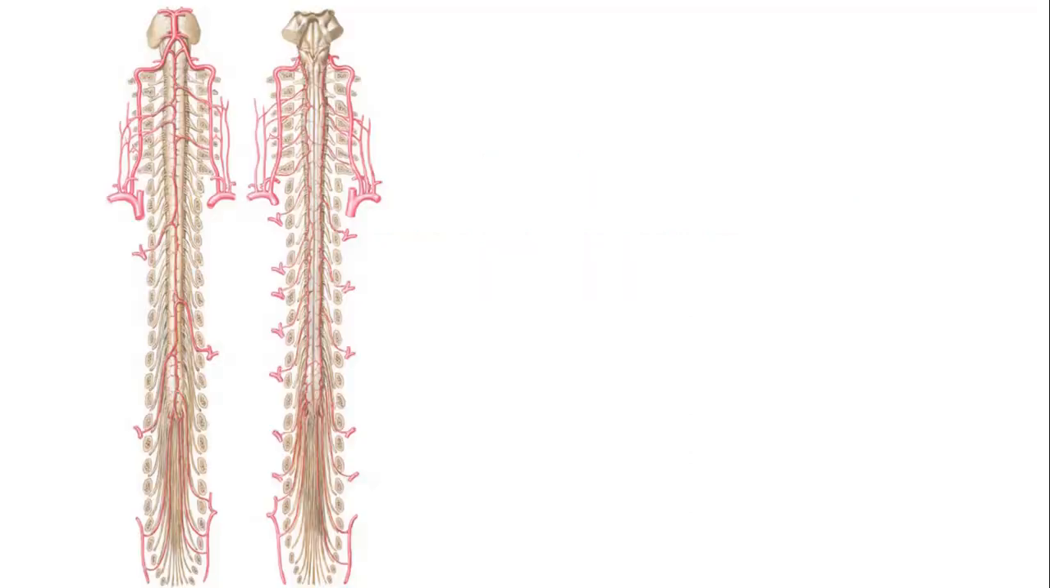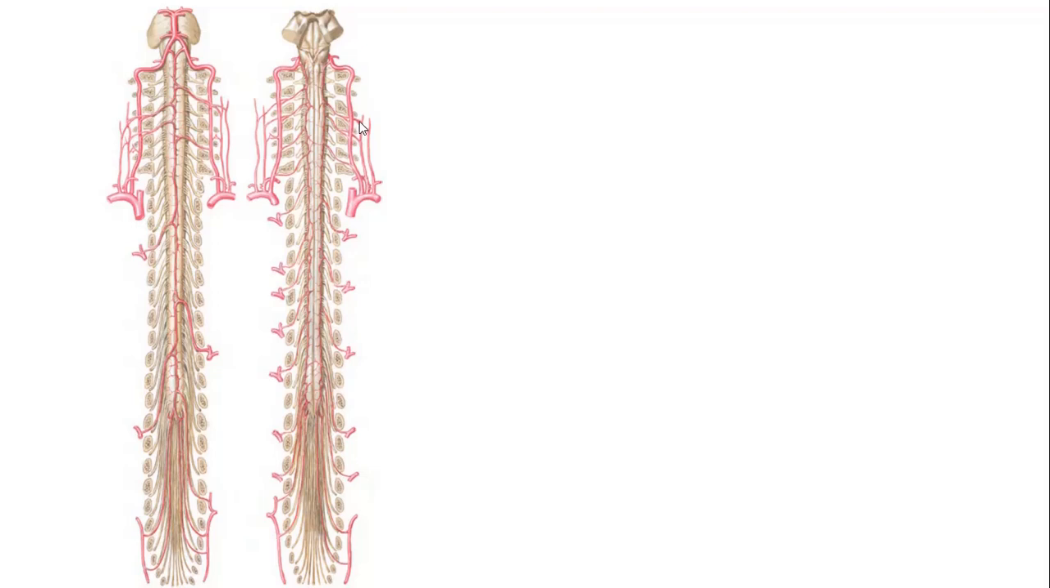Arterial supply of spinal cord. Here you can see the whole view of the spinal cord. The left one here is the anterior view of the spinal cord, and the right one will show the posterior view of the spinal cord.